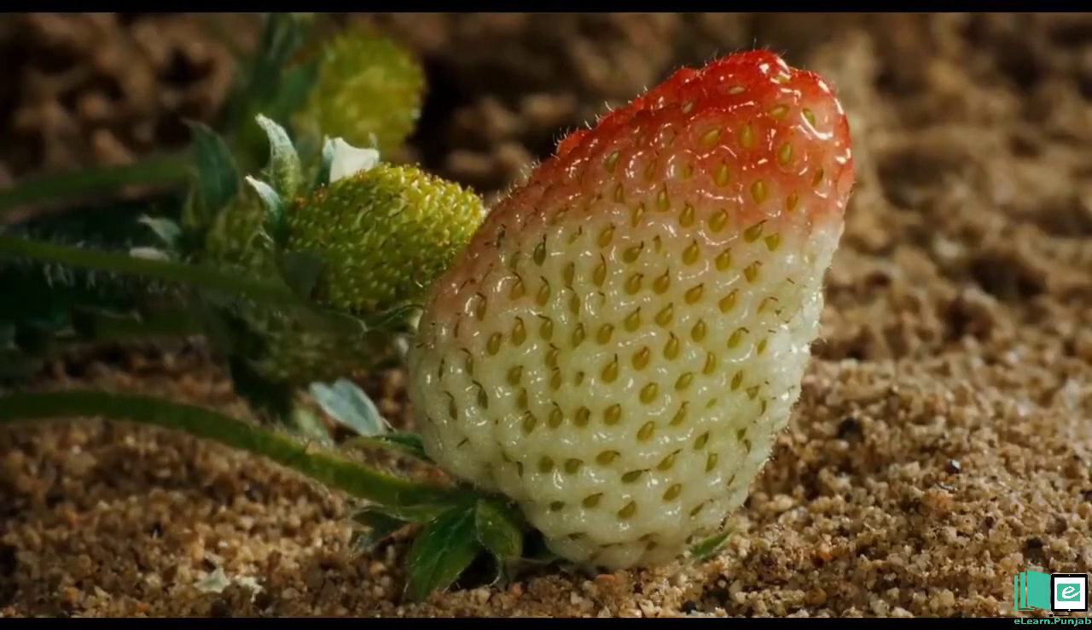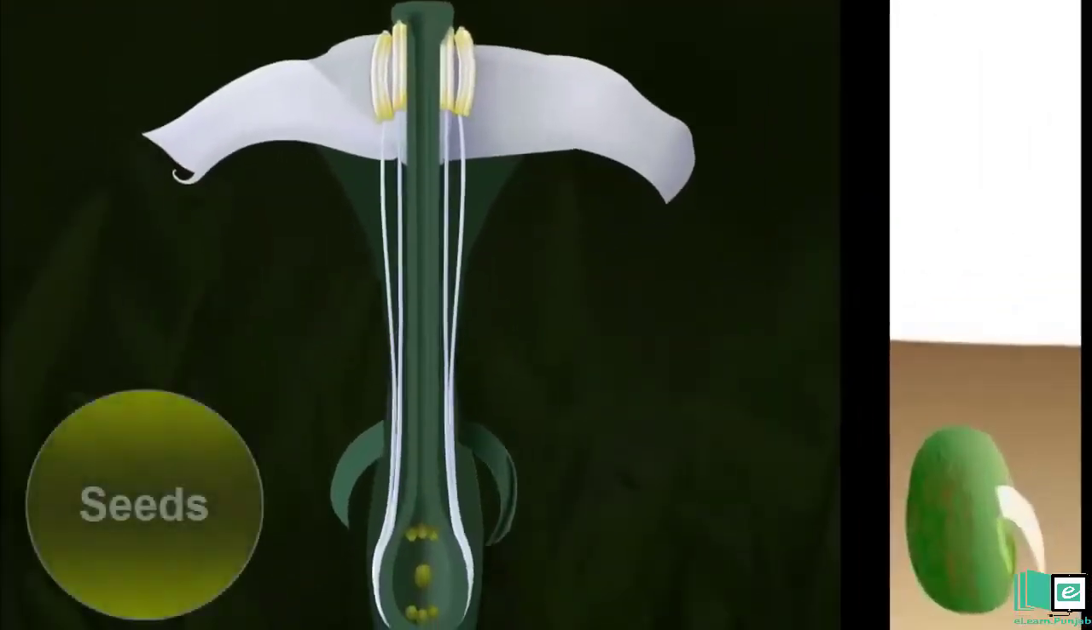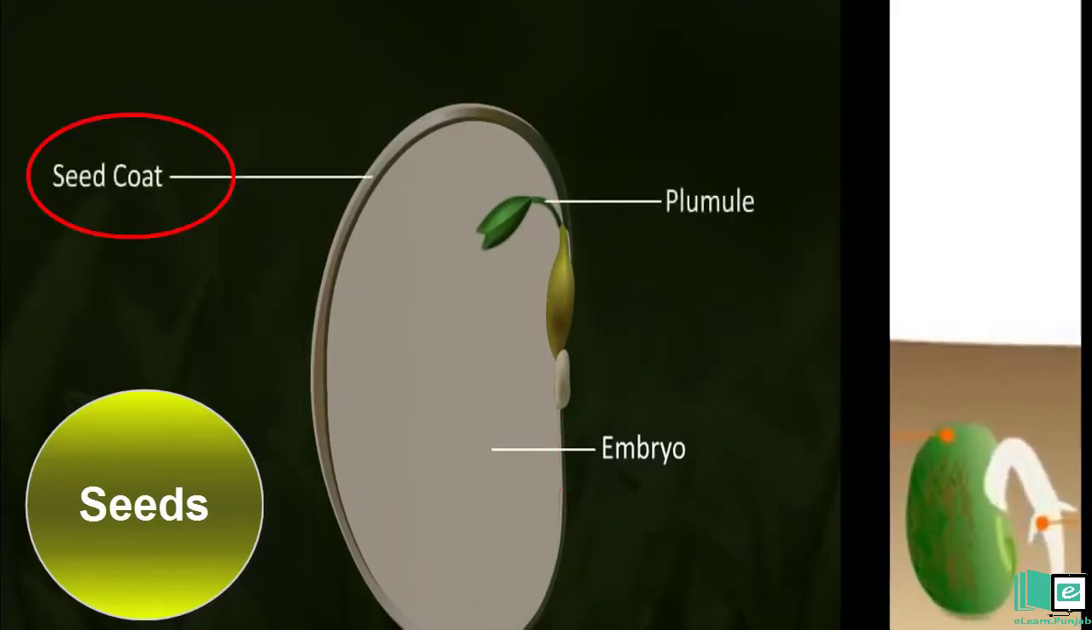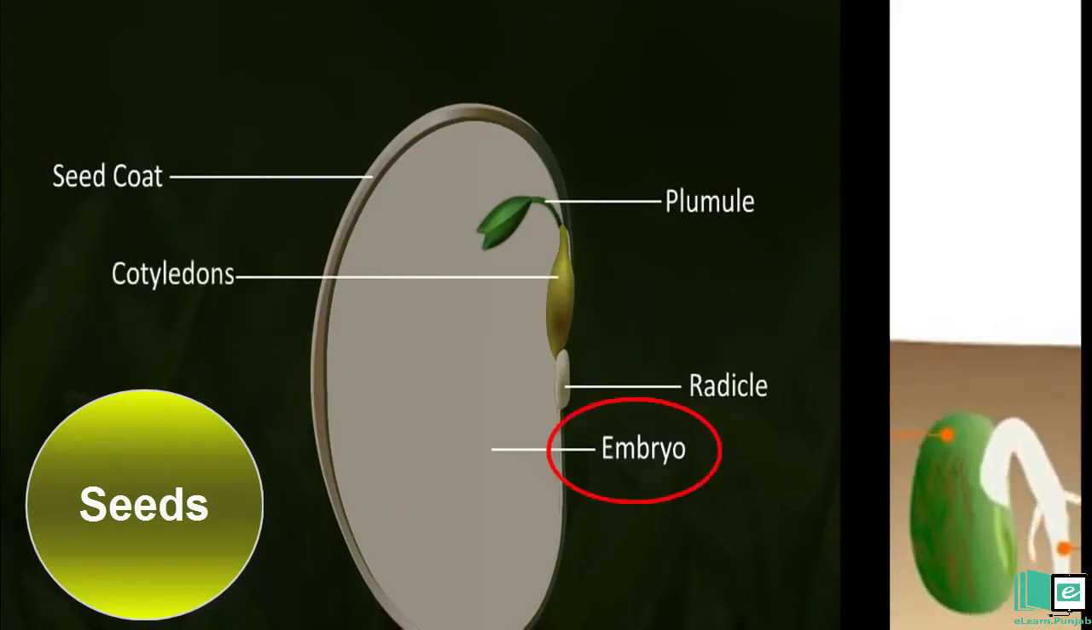Seeds. After fertilization, an ovule becomes a seed. The embryo and its store of food are covered by a tough seed coat. The most important part of a seed is its embryo. Embryo grows into a new plant.